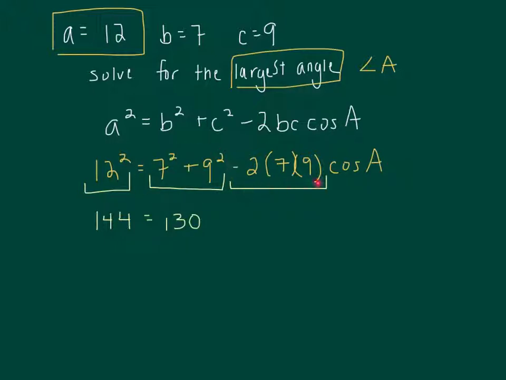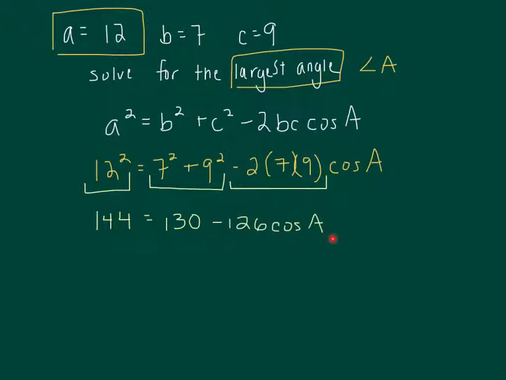I can, however, simplify these three by multiplying them in front of cosine. So I'm going to multiply 2 times 7 times 9, and I'm going to get negative 126 times the cosine of A. And once again, I need to be very careful that I do not combine these because 130 is by itself and negative 126 is with the cosine of angle A.